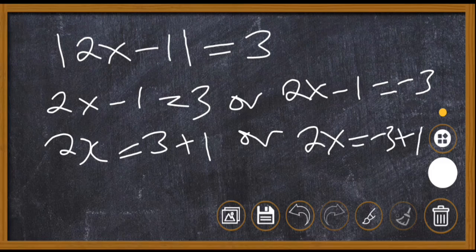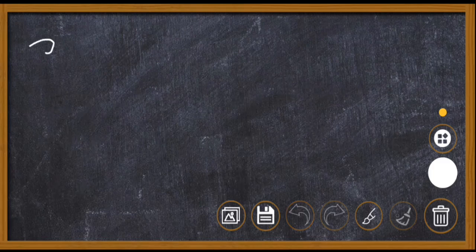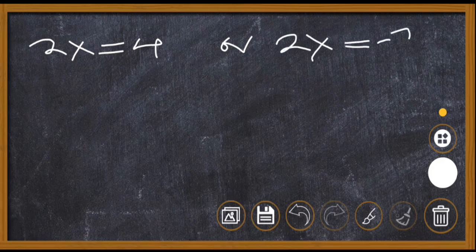So in this case then, we're gonna add what we have on the right side, which of course is 3 plus 1, of course we have 4, and then this side, the right side, we have negative 3 added to 1, we're gonna have negative 2. Okay, so let's clear up this. So remember, we have 2x equals to 4, or we have 2x equals to negative 2.